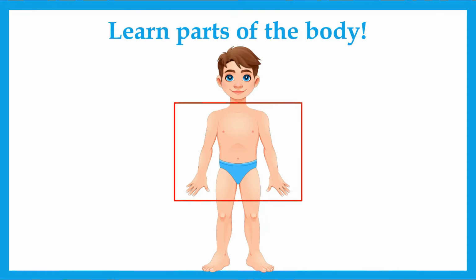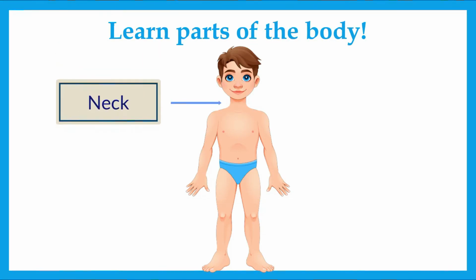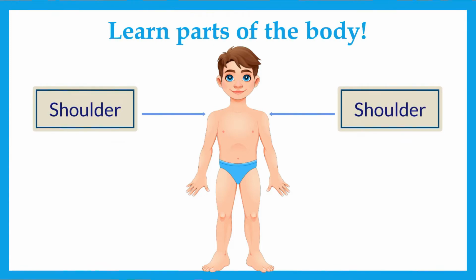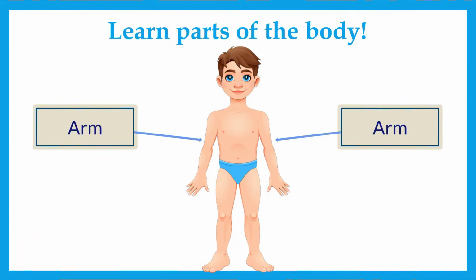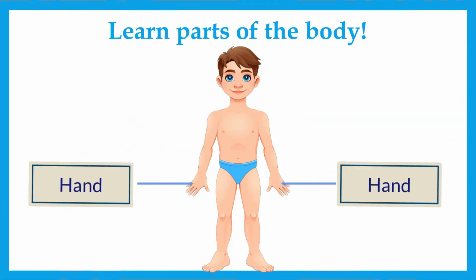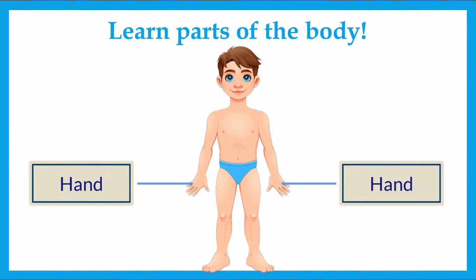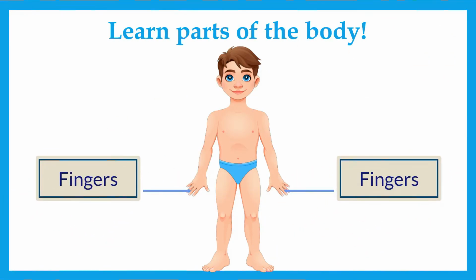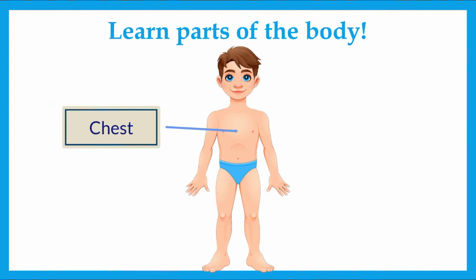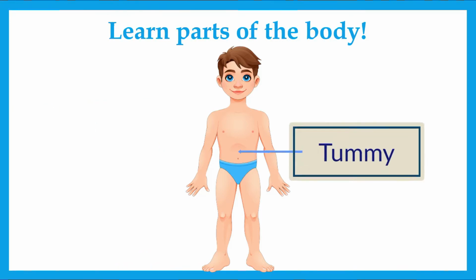In the upper part of our body we have neck. Shoulders. Arm. Hand. Fingers. Chest. Tummy.